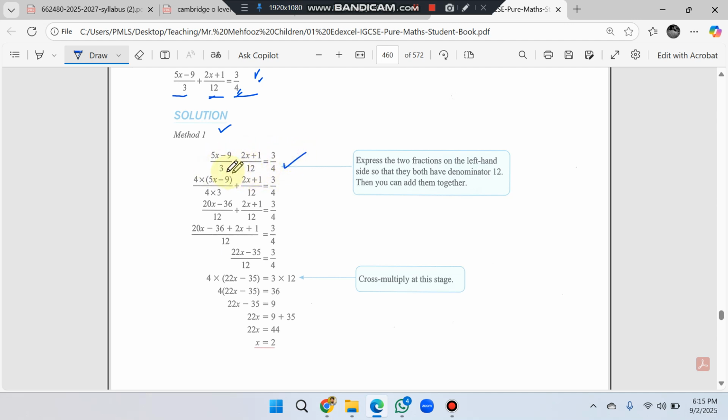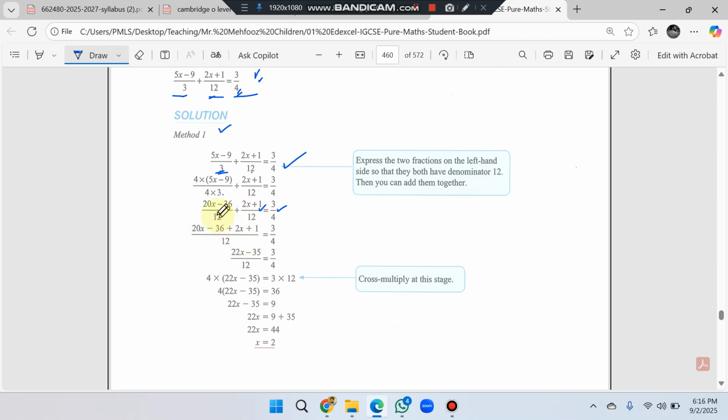After that we have to make the denominator 3 equal to 12, so we multiply the first fraction by 4 over 4. So it becomes 4 times 5x minus 9 over 4 times 3, so it becomes 20x minus 36 over 12. The second fraction is as it is, the third fraction is as it is in this third step. After that we just take the LCM and add these two fractions.